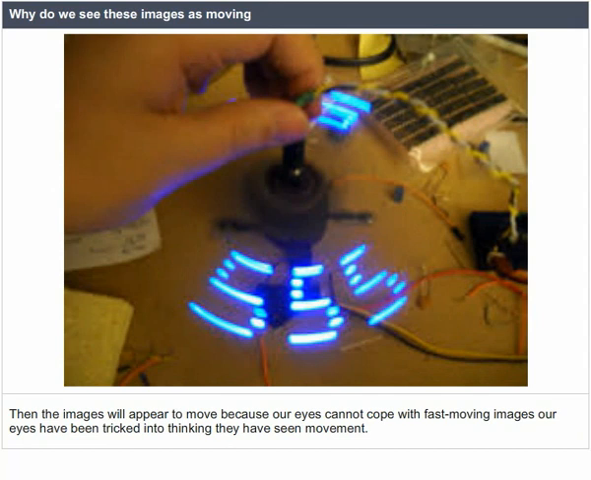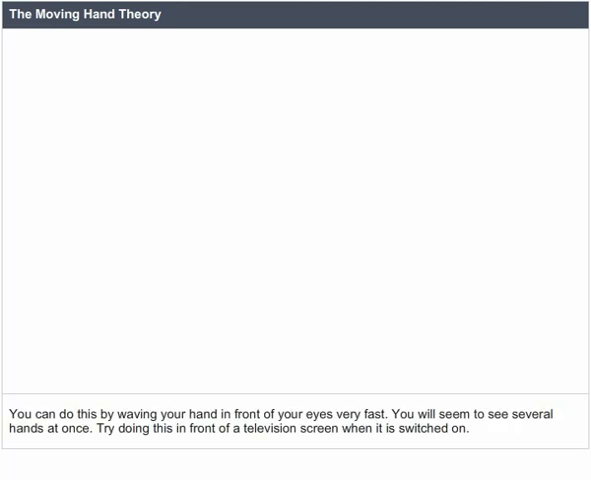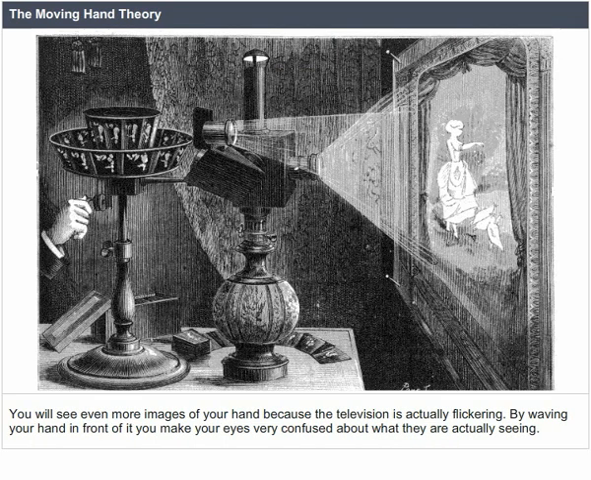The moving hand theory. You can do this by waving your hand in front of your eyes very fast. You will seem to see several hands at once. Try doing this in front of a television screen when it is switched on. You will see even more images of your hand because the television is actually flickering. By waving your hand in front of you, you make your eyes very confused about what they are actually seeing.